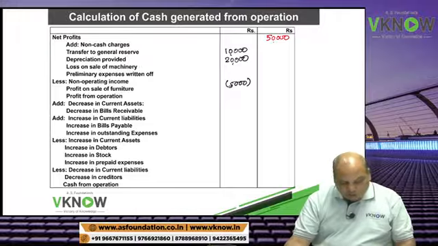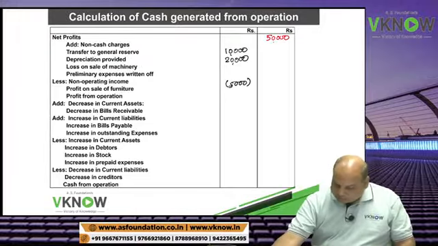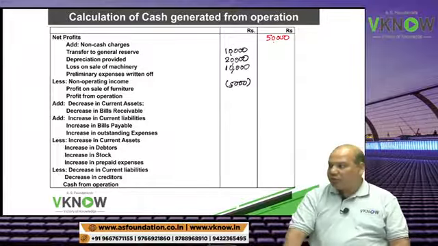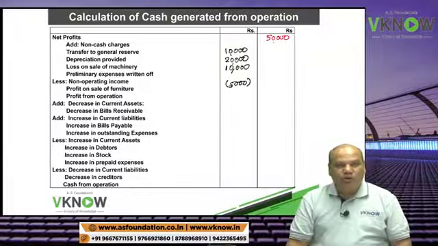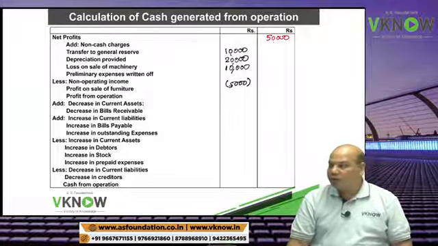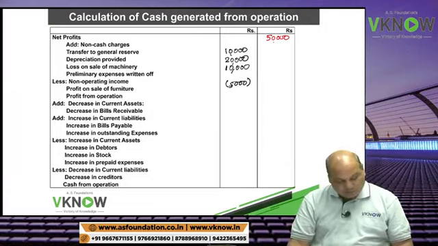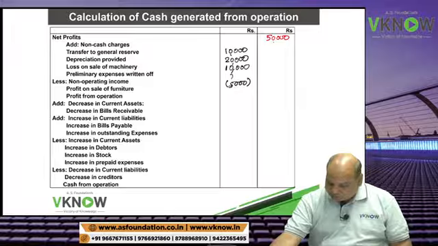Then loss on sale of machinery, you will add back. Those non-cash items which are debited to P&L account will be added back. They will reduce the profit but not reduce the cash. Cash balance will be more than the profit balance. Therefore, they are added back if they are debited. And preliminary expenses 10,000, add back.